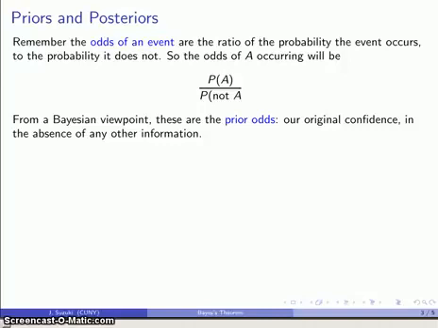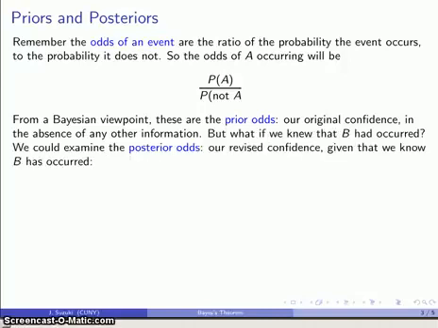On the other hand, suppose that I know some other event has occurred. So what if I knew that B has occurred? We can then reconsider what our estimate of the odds is. We can look at what's called the posterior odds, and these are the revised level of confidence that we have that this event A has occurred. And so we can express that this is the probability that A has occurred given that we know that B has occurred, over the probability that A has not occurred given that we know that B has occurred.